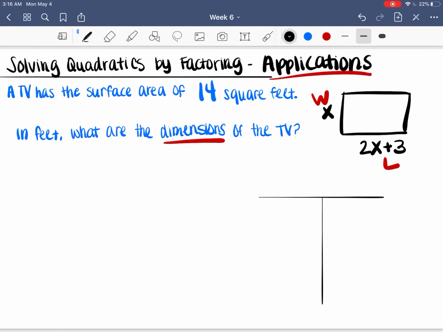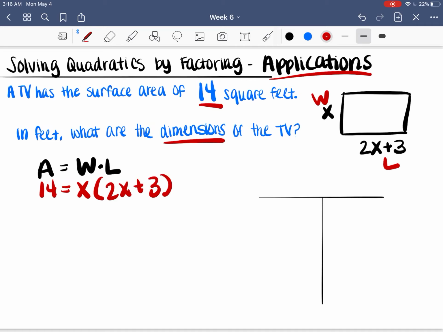So I'm given the area. So how do you calculate the area of a square or a rectangle? You multiply your length and your width. All right, so I know all that information based on the problem. My area was the 14 square feet. My width was my x, and my length was 2x plus 3. I'm trying to find out what x is equal to, what my width is equal to first.